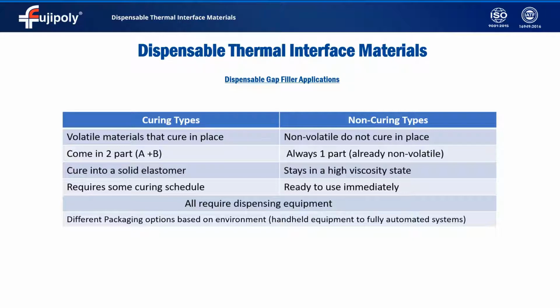Two-part materials, of course, require mixing through a static mixer, and there's a pot life associated with the material after mixing. The dispensing system will have to work with the dual cartridge packaging, or it will have to be pumped from two separate pails and combined through a mixer, and then finally out of a valve. The non-curing types are ready to use immediately and require no mixing.